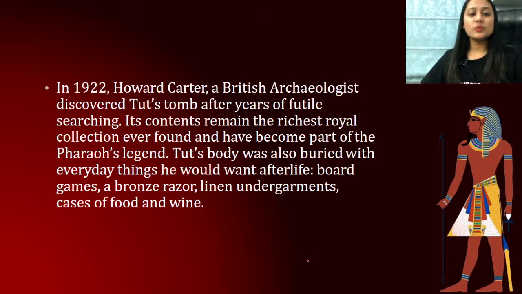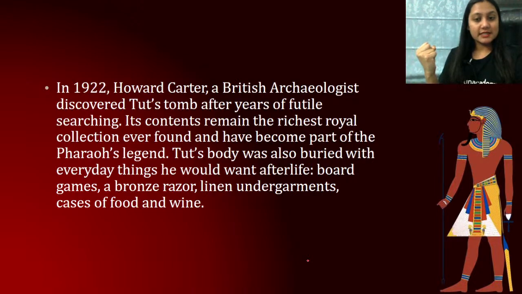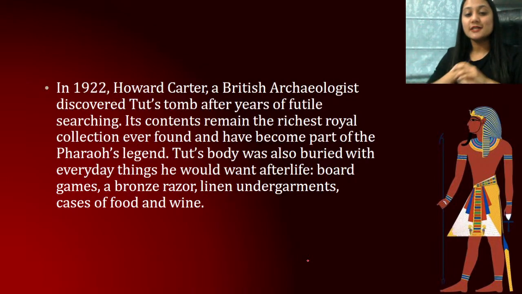In 1922, Howard Carter, a British archaeologist, discovered Tut's tomb after years of futile searching. So this archaeologist was searching for the tomb of Tut, and finally he discovered it in the year 1922. Its contents remain the richest royal collection ever found and have become part of the pharaoh legend. All the gold found when Tut's body was taken out is considered the richest royal collection. So much material had never been discovered with any of the other pharaohs.